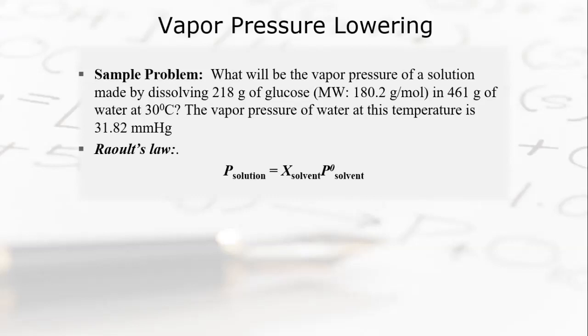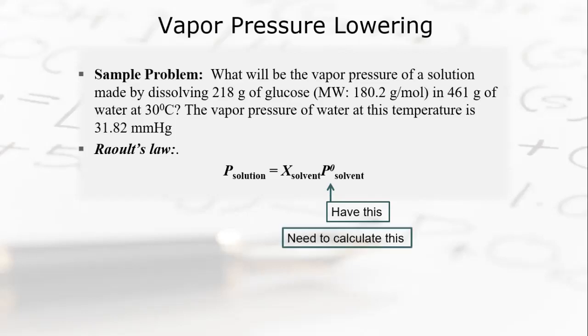So just like in other problem-solving exercises in the course, a lot of the key of these things is identifying what do they give me and what do I need to find out and what are they asking for, right? So they are giving us this value. This is the pressure of water at this temperature, right? We have it there, 31.82 millimeters of mercury. So what we're going to have to do is calculate the mole fraction of water. Remember, this is the solvent, not the solute, so that we can find the vapor pressure of the solution. All right, so that's our strategy.